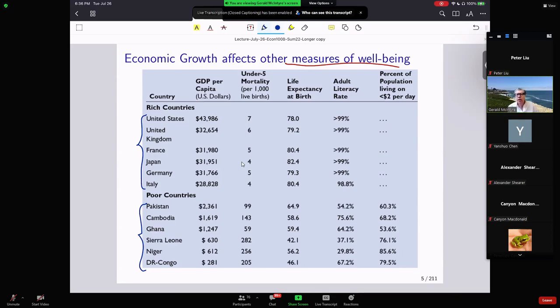And some of their other characteristics of well-being in the countries, such as GDP per capita, that's the first column, child mortality, life expectancy, adult literacy, and the percentage of people living on less than $2 a day, utter poverty. And it indicates that if you can get your average, this is GDP per capita, this is real GDP over the population, this is the average income, if you can get that average from here to here, then you solve lots of problems for the country.